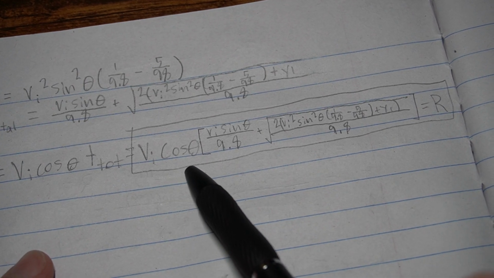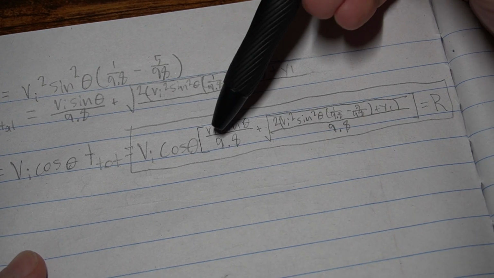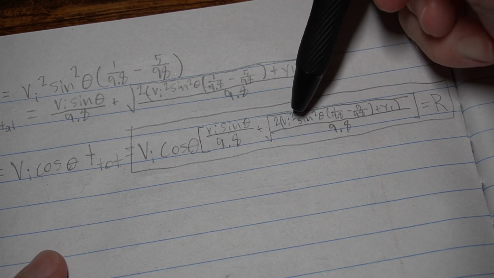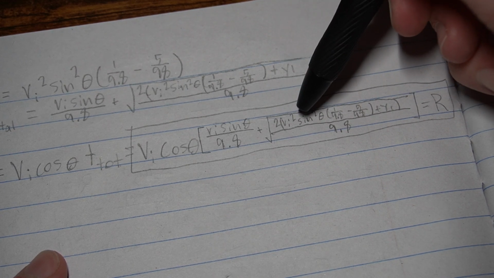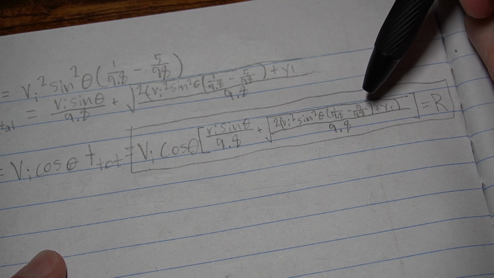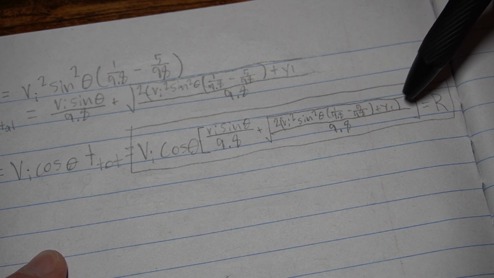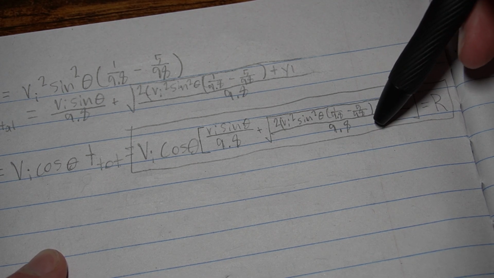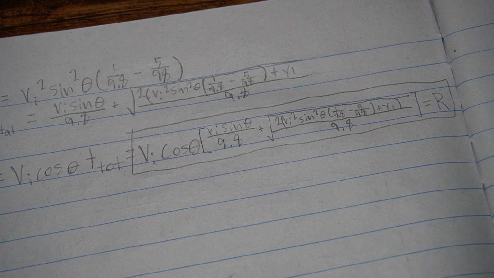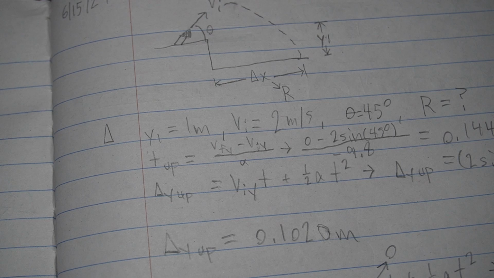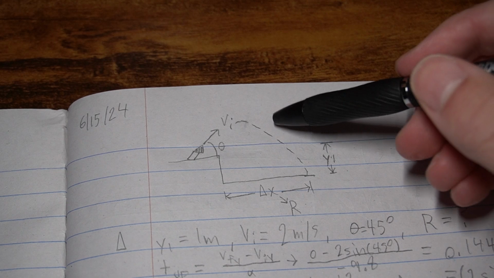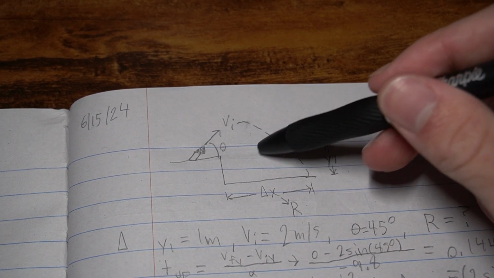So vi cosine theta, bracket, vi sine theta over 9.8 plus the square root of 2 parenthesis vi squared sine squared theta parenthesis 1 over 9.8 minus 5 over 98 in parenthesis plus y1 in parenthesis, all over 9.8. That was the range that I found. And this is just for this specific example where the object is below the shooter.